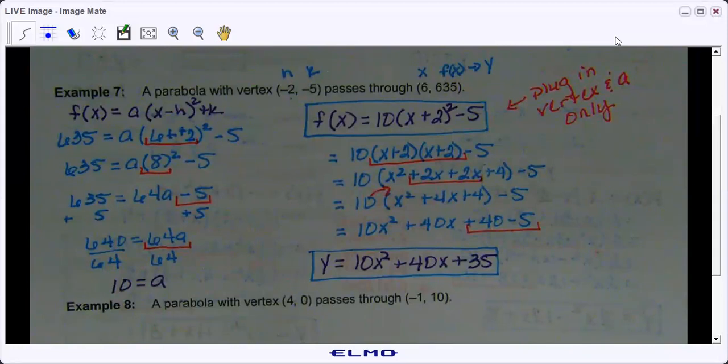Okay, so the next thing we're going to do is example 8. We're going to skip example 9. I just want to do example 8. Because when I distributed this 10, did you get this right here, x squared plus 4x plus 4? I had to distribute the 10 to everything.